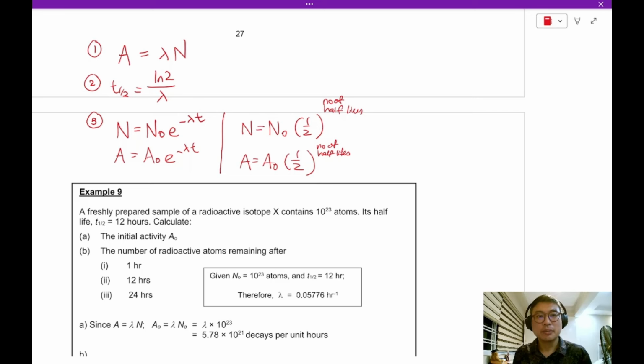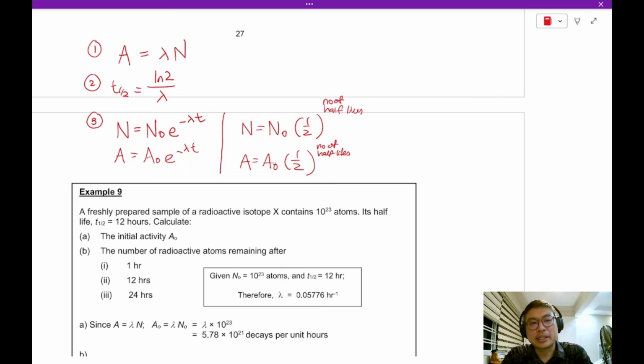Hello, ladies and gentlemen. Welcome back to Nuclear Physics. This will be our final SLS lecture for this term. We are going to work on some examples in radioactivity. So can you please turn with me to page 28, where we're going through example 9.